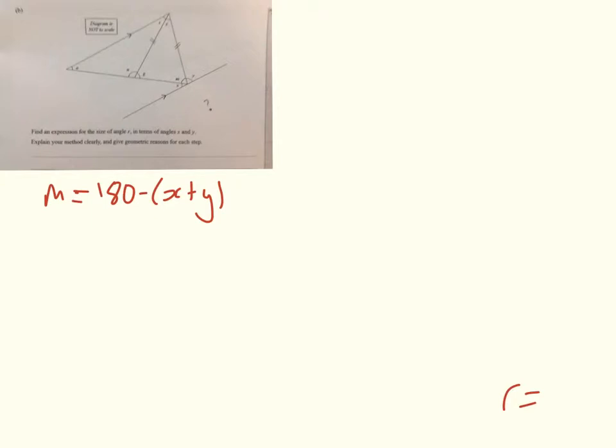What will angle G equal? Angle G's there. It'll be the same as M, so it's going to also be 180 minus X plus Y. I'm not going to write it in, but what's the reason for that? Base angles, isosceles. And here, this one would be angle straight line. And this one here would be base angles isosceles.